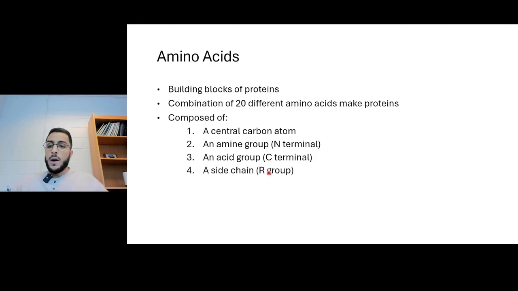Okay. The amino acids are the building blocks of proteins. There are 20 different amino acids that are found in proteins. These amino acids are going to be either hydrophobic, hydrophilic, charged, not charged, and whatnot. So this you've already seen in biochemistry. Their composition usually has a central carbon atom with an amine group, so an NH2, an acid group, so your carboxyl group on the other side, and a side chain.